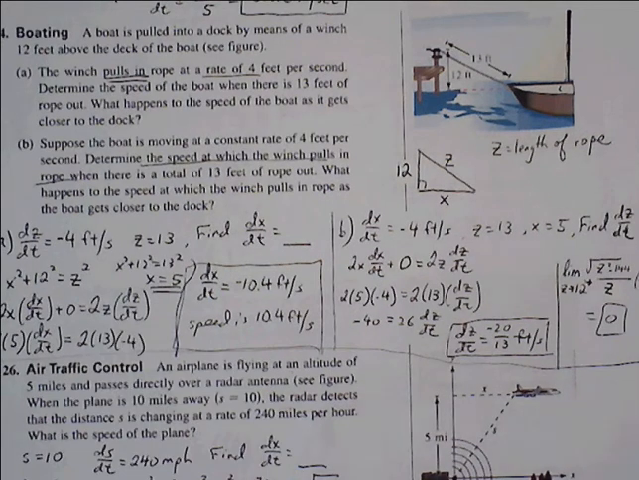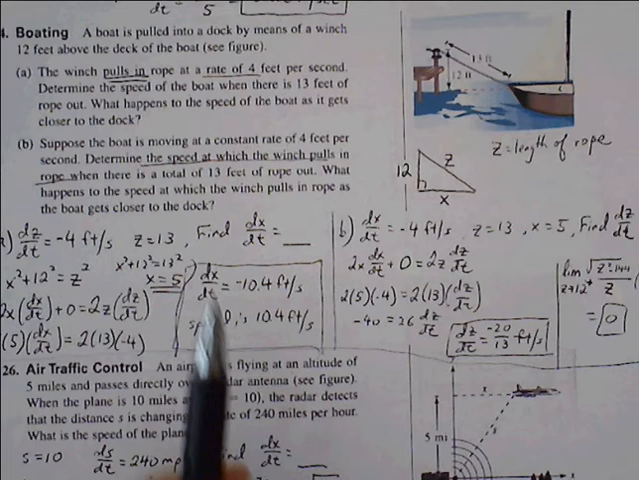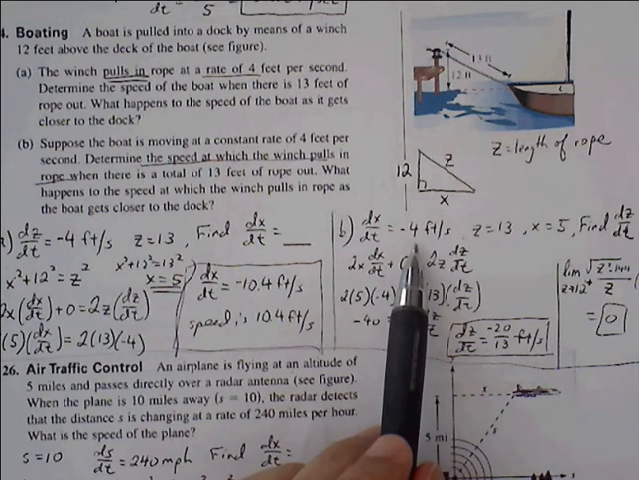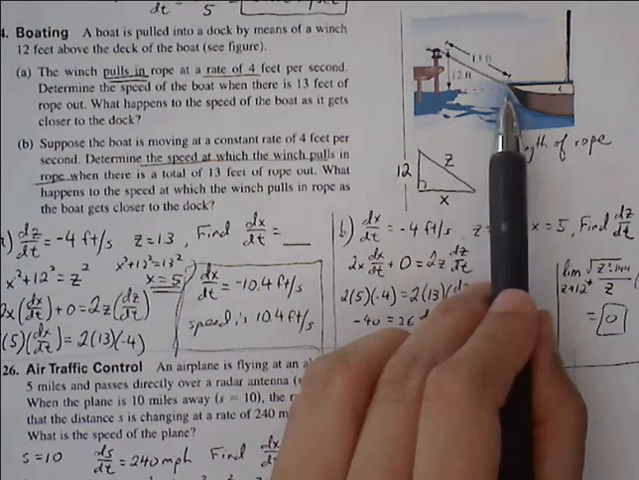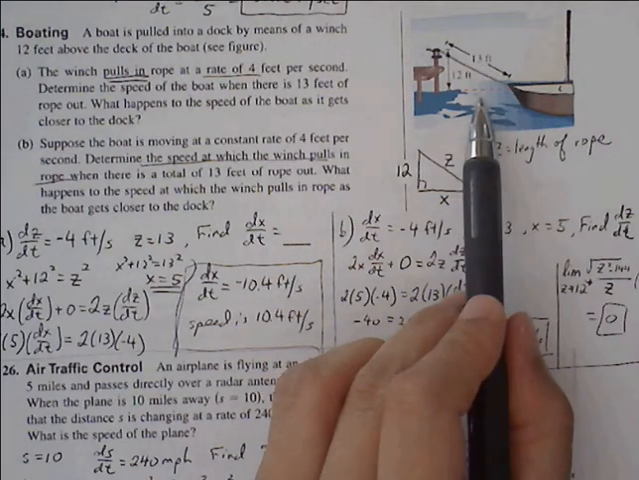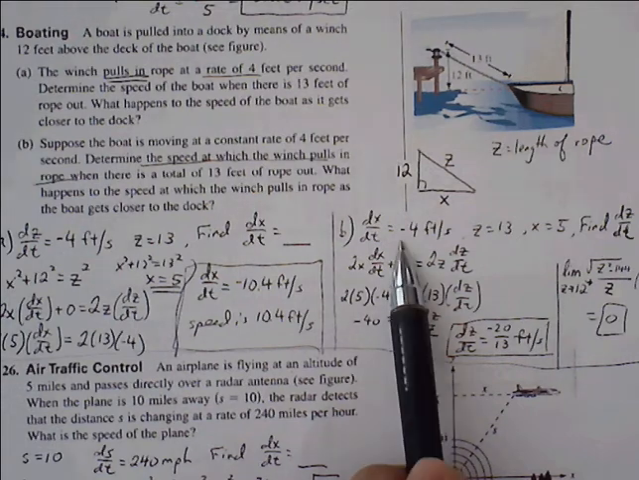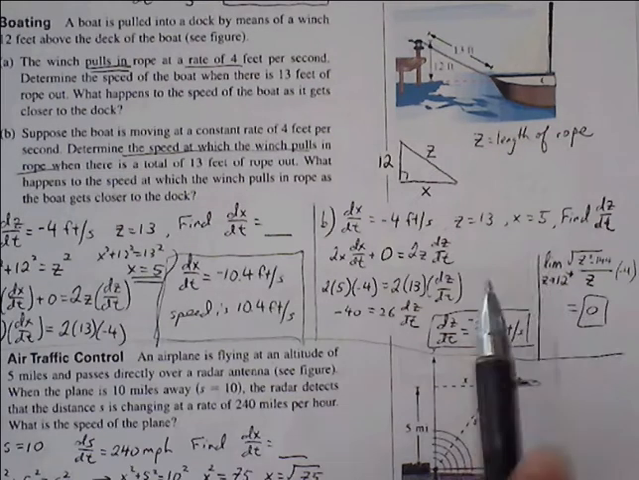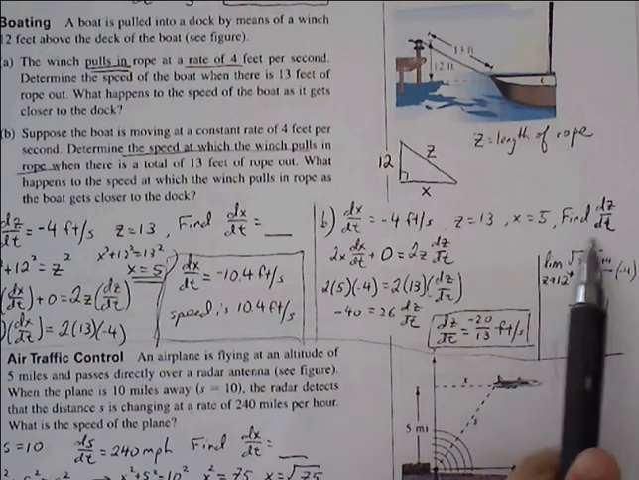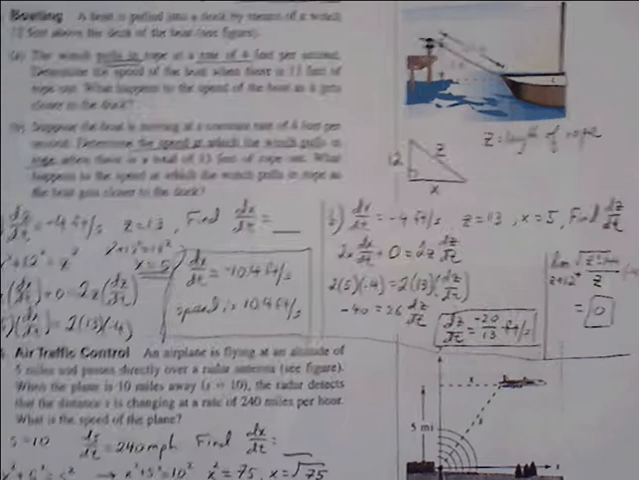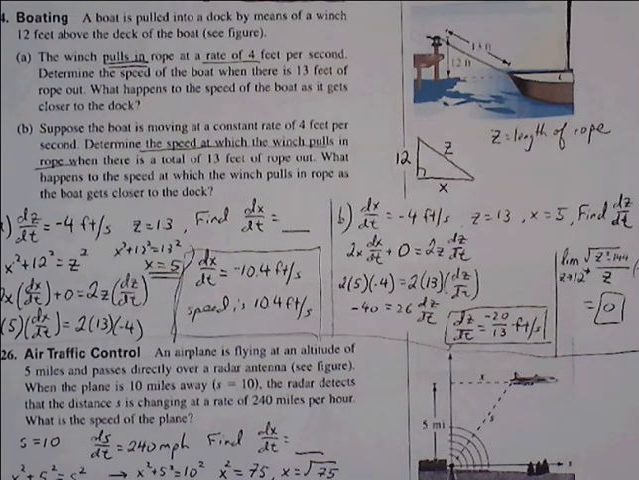For part B, it's the same equation, similar scenario, but now we're told that the boat is moving at a constant rate of 4 feet per second, so we know dx/dt is represented by 4. But again, we're talking about velocity, and because this horizontal distance is decreasing over time, we want to represent that with a negative. z is 13, x is also 5, but now instead of solving for dx/dt, we're trying to find dz/dt, the rate at which the winch is pulling the rope in.